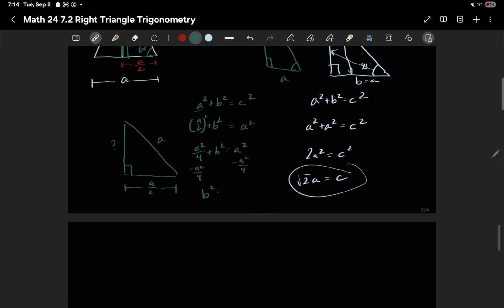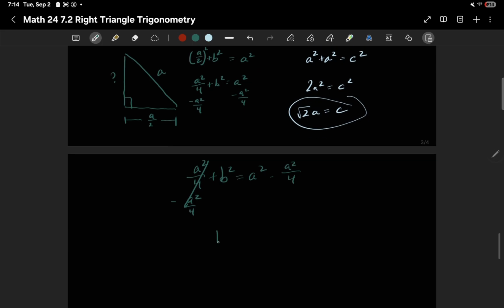Go to another page here. So what I have here is a squared over 4 plus b squared is equal to a squared. I want to subtract a squared over 4 from both sides. Okay, so these turn to 0. And then I'm left with b squared is equal to a squared minus a squared over 4.